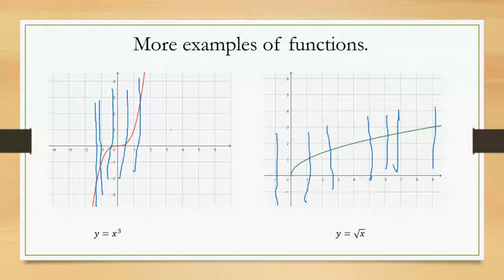So that vertical line test is very helpful. We can see that from a graph, at least, you can get a function. Okay? So you just have to make sure the graph passes the vertical line test.